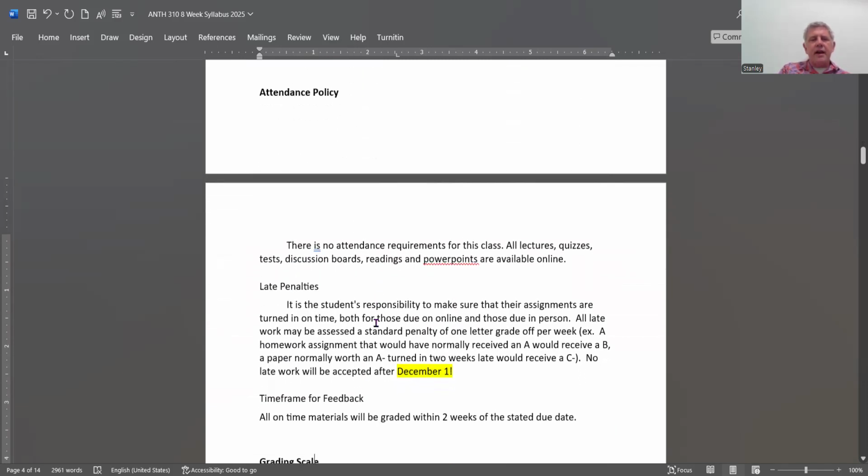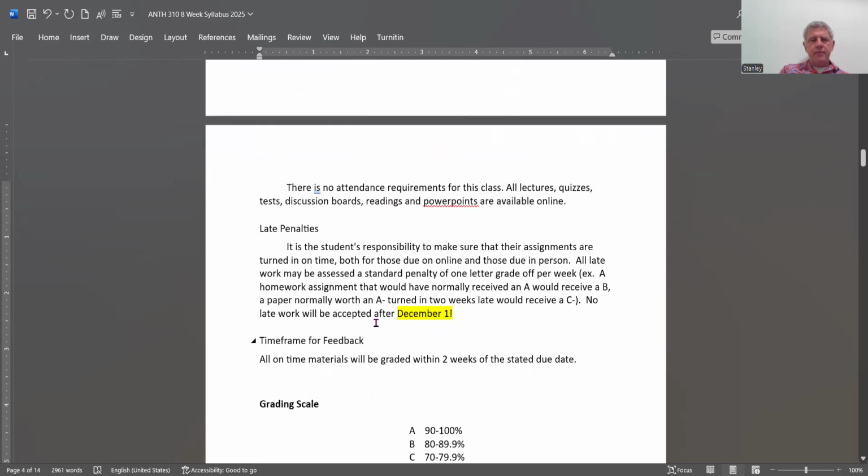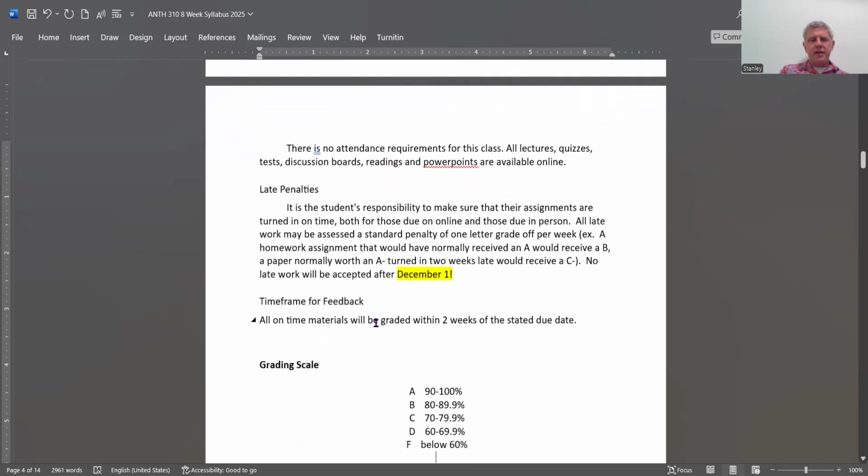Because this is an online class, we don't have an attendance policy. So all the lectures, quizzes, tests, discussion boards, and readings and PowerPoints can be found in the Canvas modules. It's your student responsibility to turn things in on time.